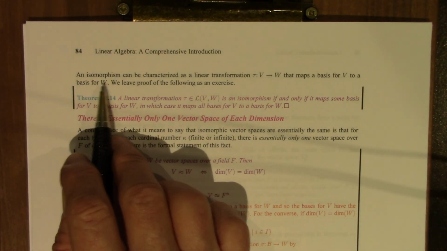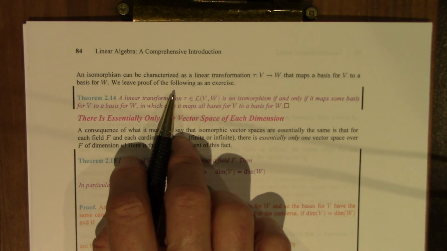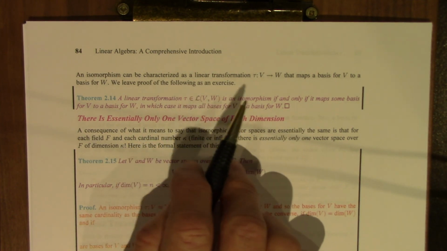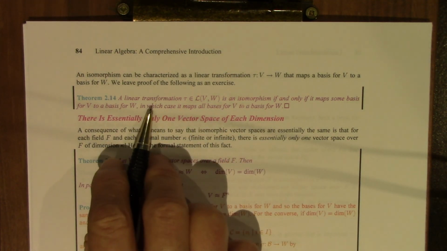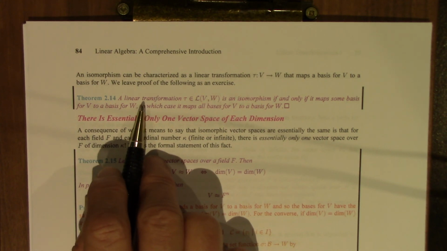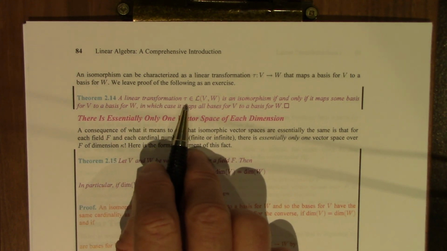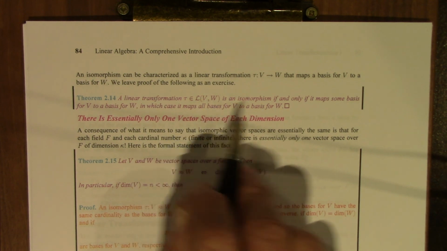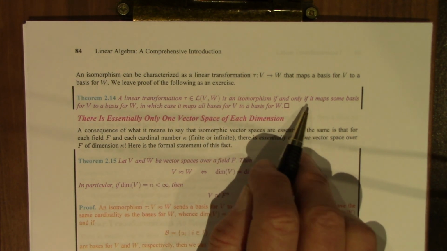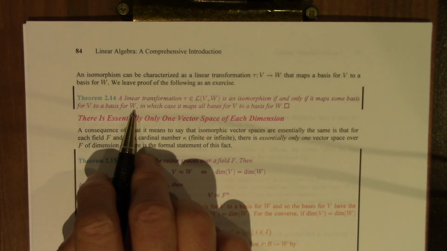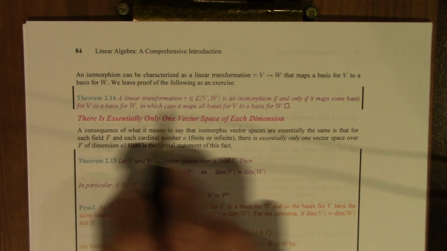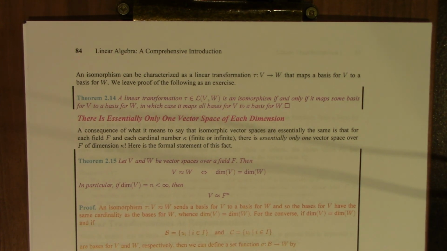And finally, an isomorphism can be characterized as a linear transformation that maps a basis for V to a basis for W. And I'm leaving the proof of this to you. A linear transformation tau from V to W is an isomorphism if and only if it maps some basis of V to a basis for W, in which case it maps all bases for V to a basis for W.